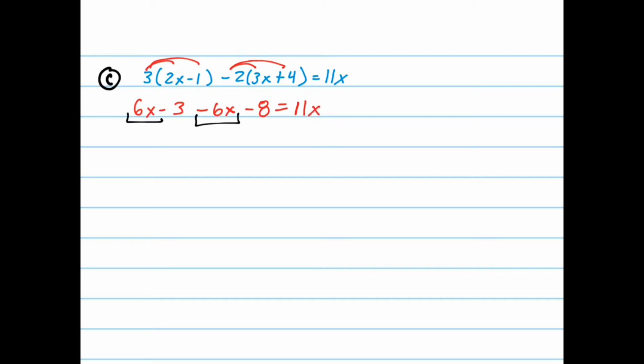Okay. So the x's here are going to cancel out. We have negative 3, negative 8, so it's negative 11 equals 11x. Last step, get the x by itself, so we divide by 11. And we get negative 1 equals x.